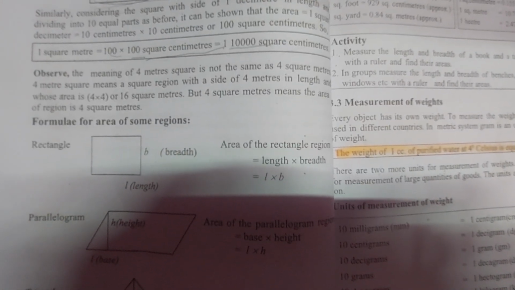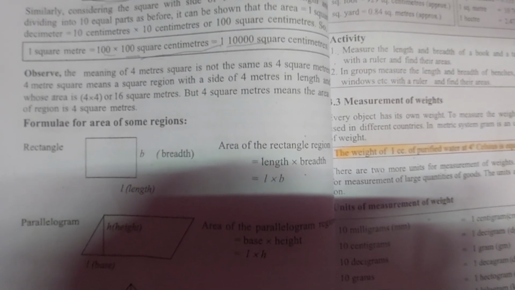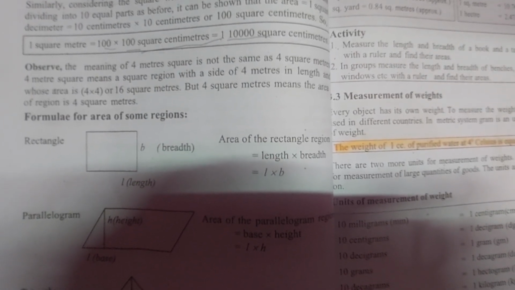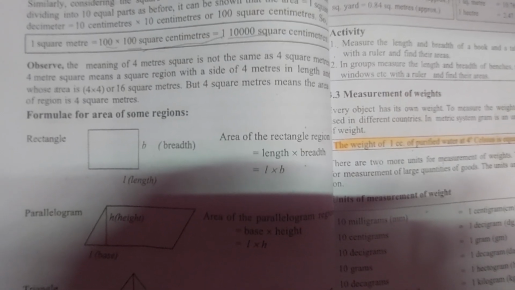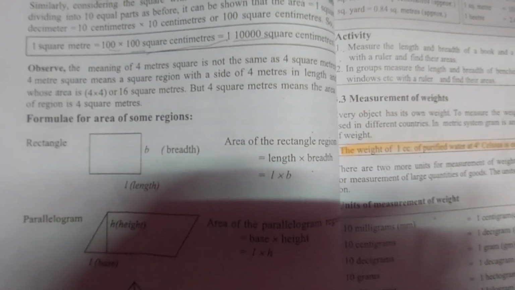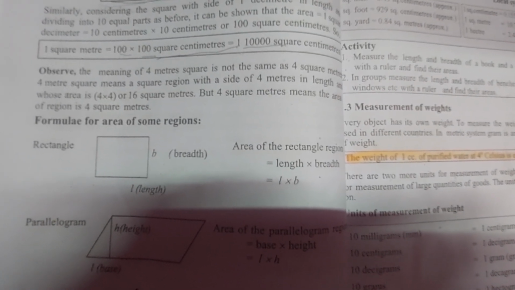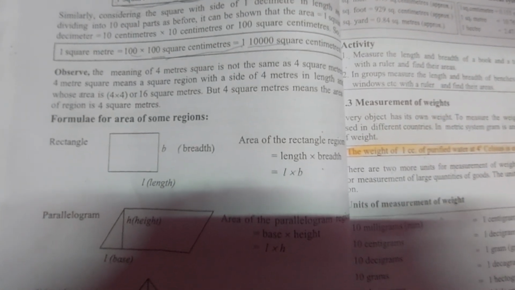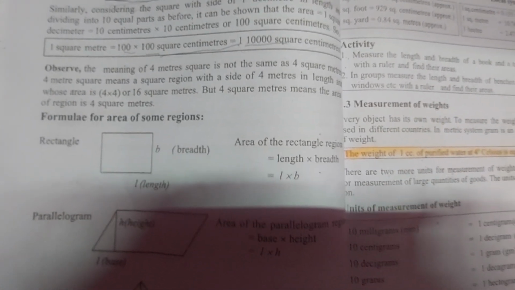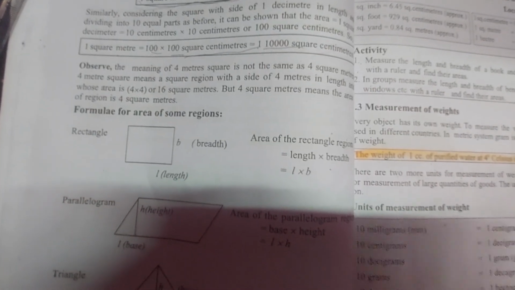Observe, the meaning of 4 meters square is not the same as 4 square meters. 4 meters square means the square region with a side of 4 meters in length, whose area is 4 multiplied by 4 or 16 square meters, but 4 square meters means the area of a region is 4 square meters. Square meter is in the perspective of area, and 4 meters is in the perspective of distance.